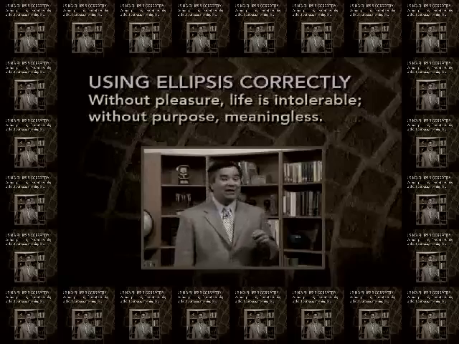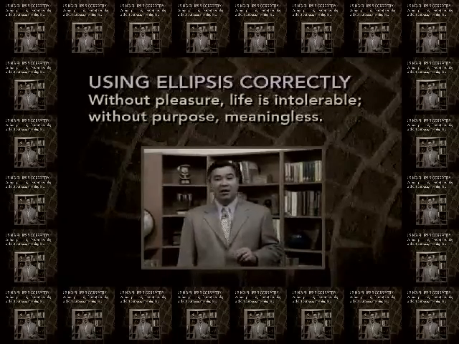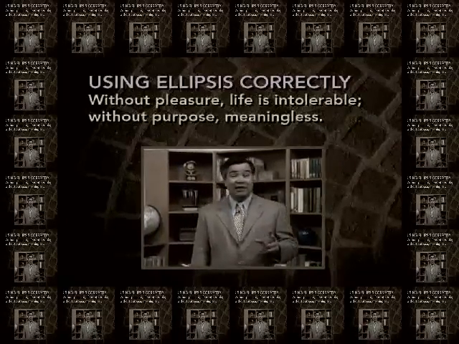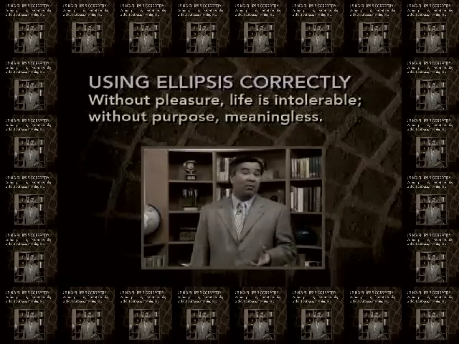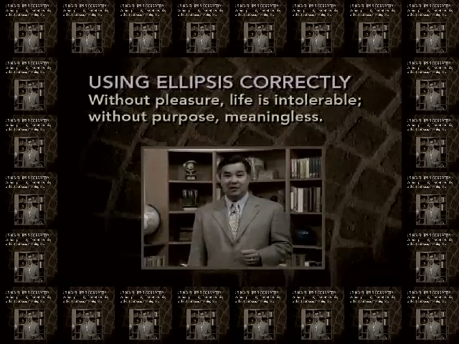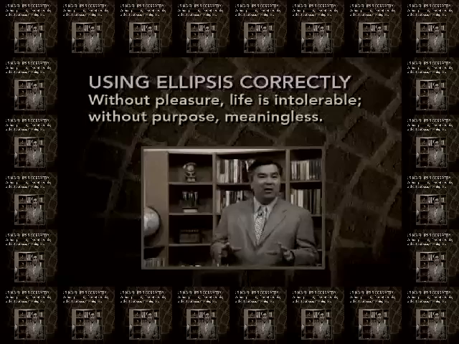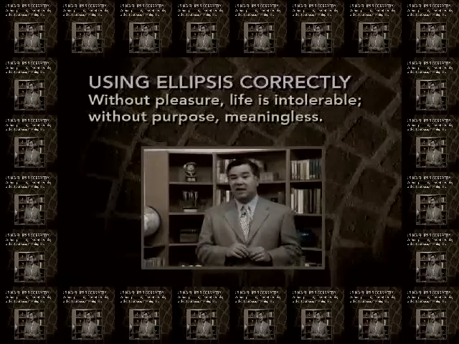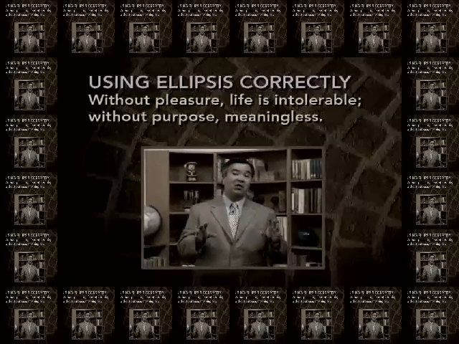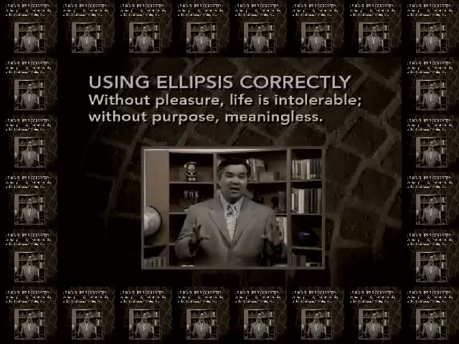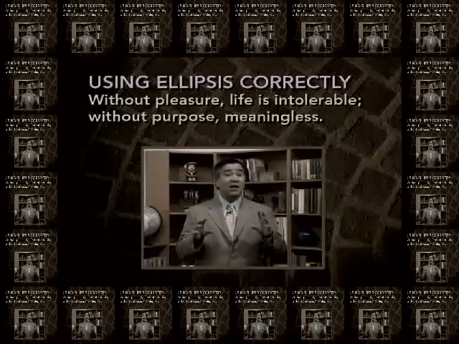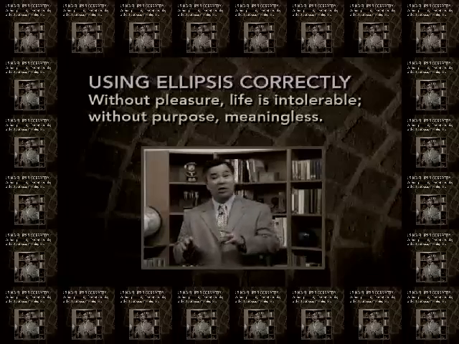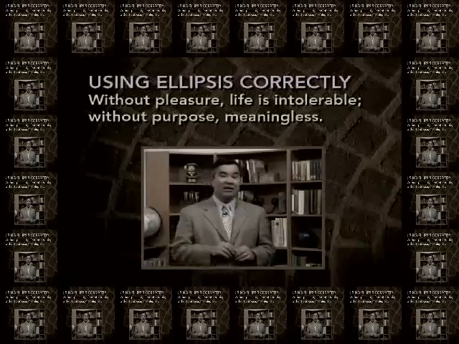Here's another example of a sentence containing ellipsis. "Without pleasure, life is intolerable. Without purpose, meaningless." This sentence has been written to be very pithy, very concise. It's a short, kind of philosophical statement. And one of the ways the author has made this sentence pithy and concise is by using ellipsis. He has left out some words from the second half of the sentence.